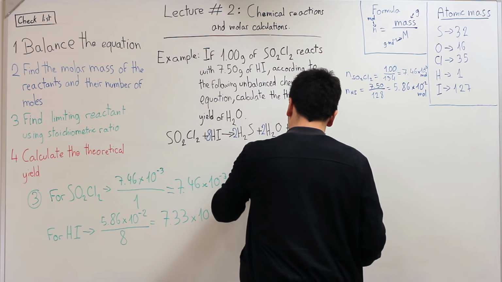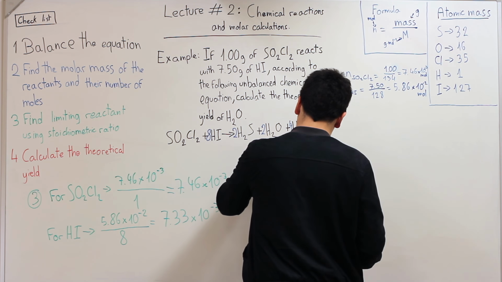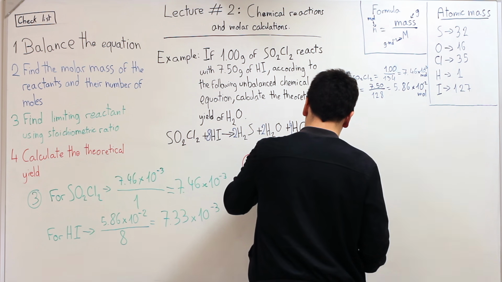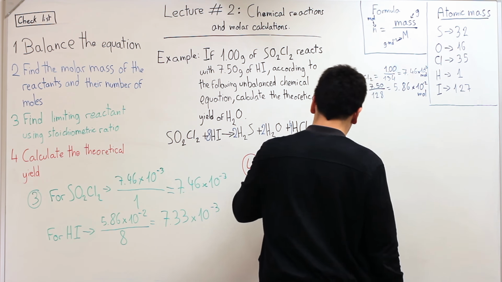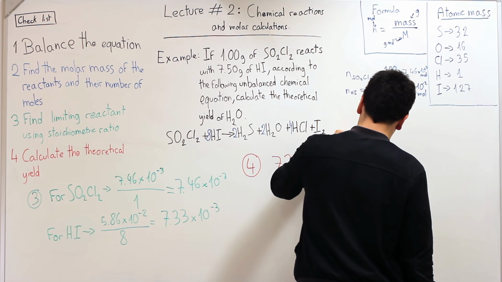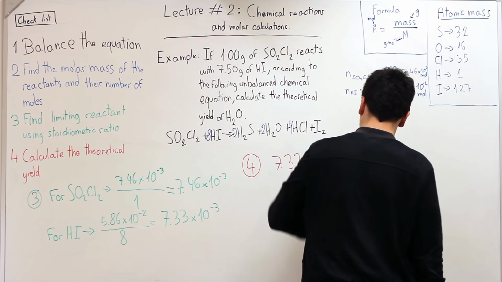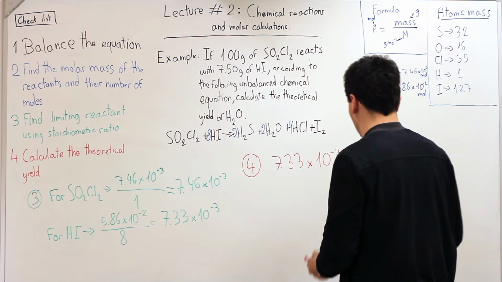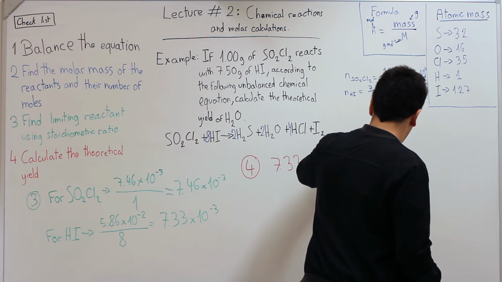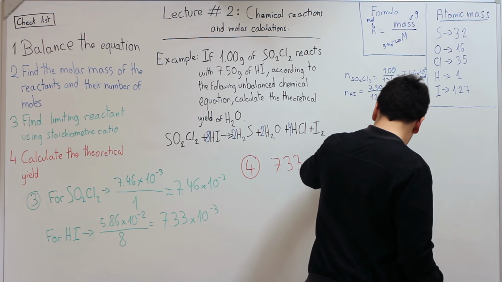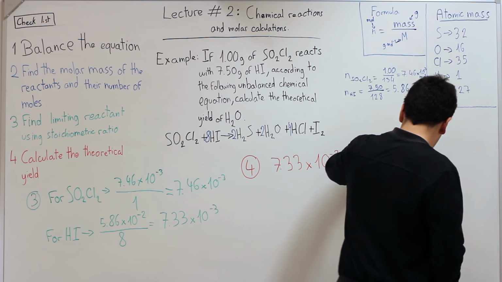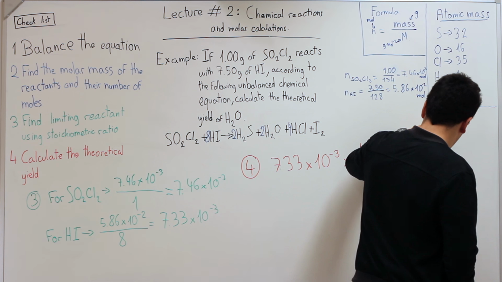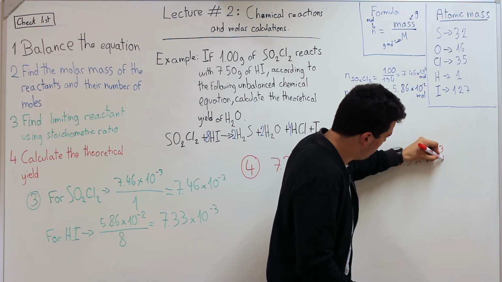So we do 7.33 times 10 to the power of minus 3 times 1/4, which is equal to 1.83 times 10 to the power of minus 3 moles.